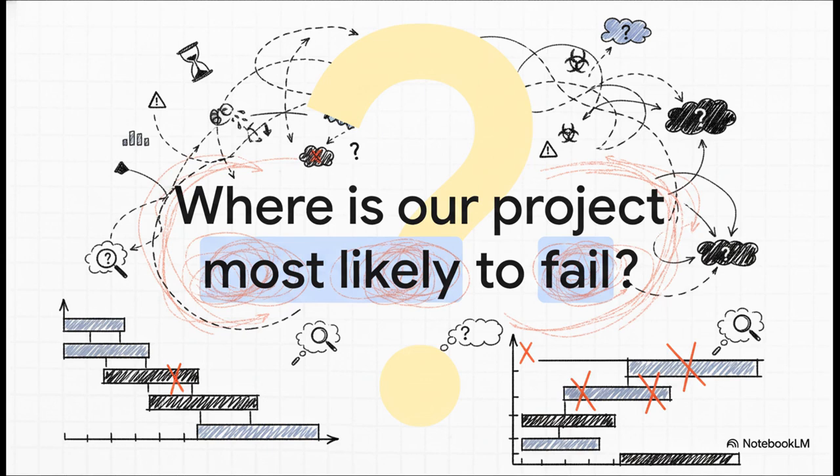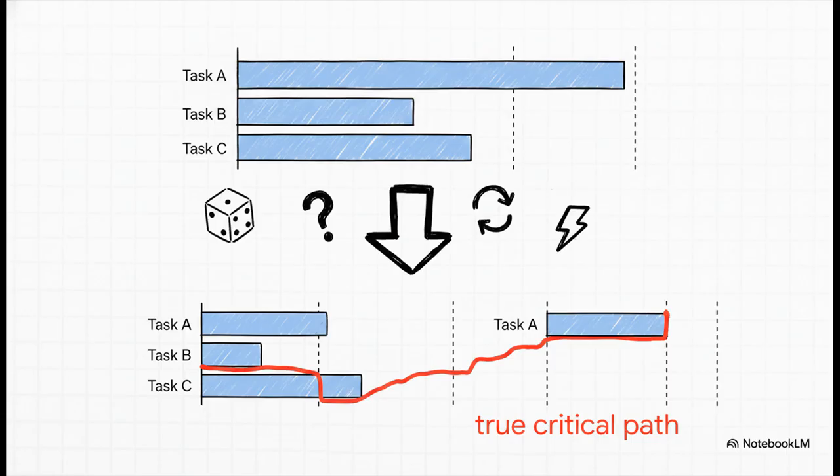We all use Gantt charts to plan things out, but where are the real risks? Where is the project actually most likely to get stuck and fall behind? Your standard Gantt chart is a bit optimistic, isn't it? It assumes every single task will take exactly as long as planned. But a simulation injects reality into that. It adds variability, running the project schedule over and over again.